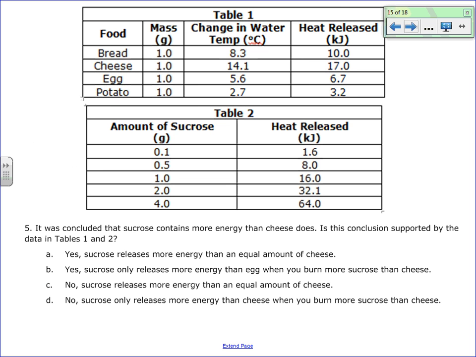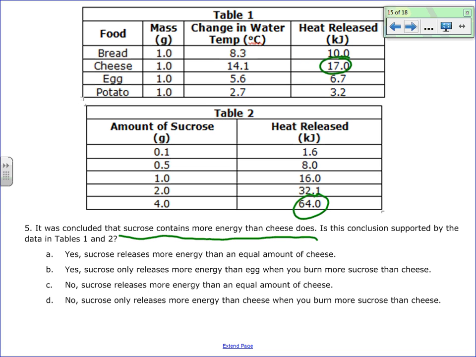It was concluded that sucrose contains more energy than cheese. All right, first off, true or false? False. Why? Because I don't know. It seems to me like sucrose has 64 and cheese only has 17. Seems like sucrose is higher than cheese.